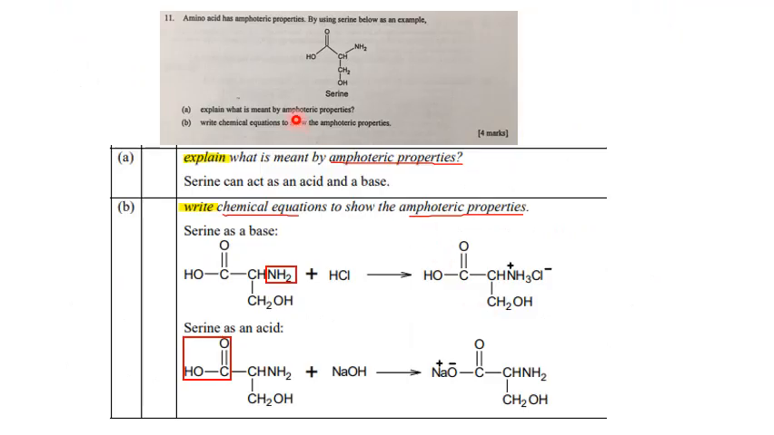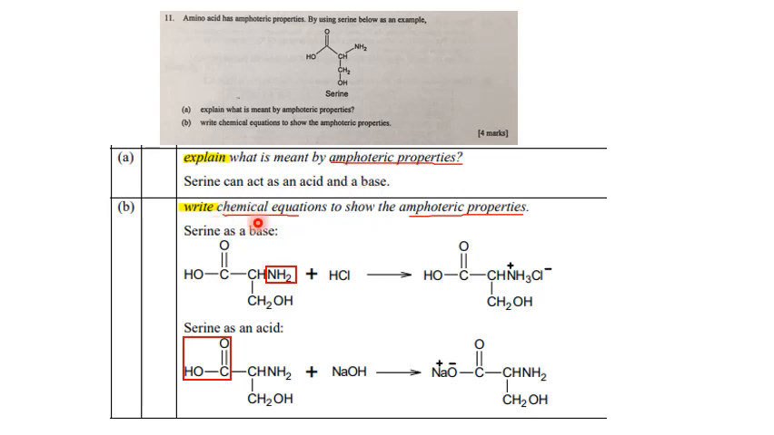Amino acid. Amino acids have amphoteric properties. By using serine below as an example, explain what is meant by amphoteric properties. You must know the definition of amphoteric properties. Based on serine, serine can act as an acid, so it can react with a base, and act as a base, reacting with an acid.